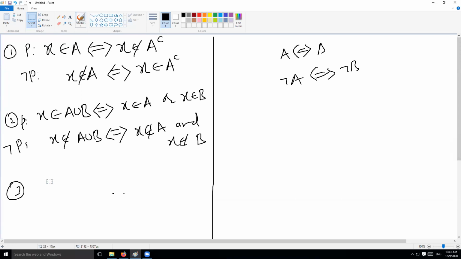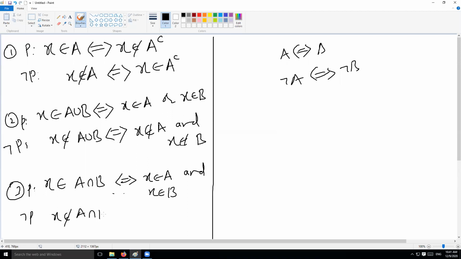Exactly. So X belongs to A intersection B if and only if X is in A and X is in B. All right. And that's a statement. And the negation of this statement is that X is not in A intersection B. And this is going to happen if and only if we negate this. It means that X is not in A or X is not in B. Okay, so this follows from the logic actually.